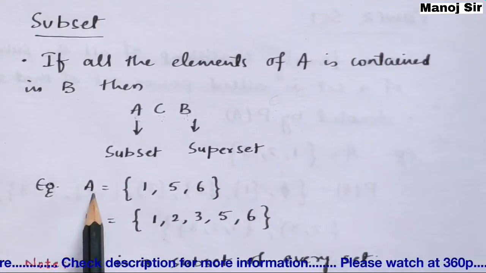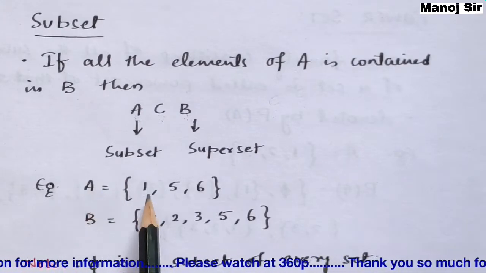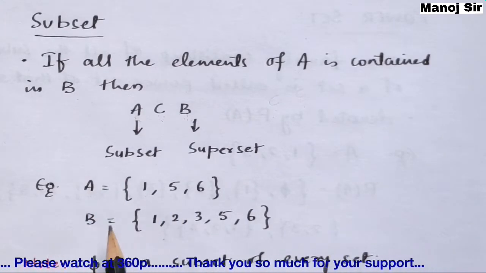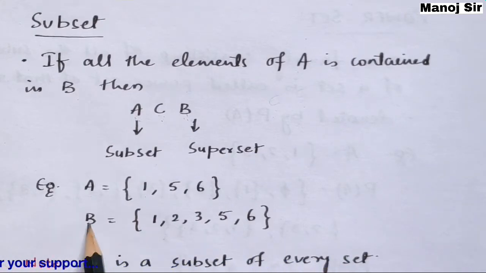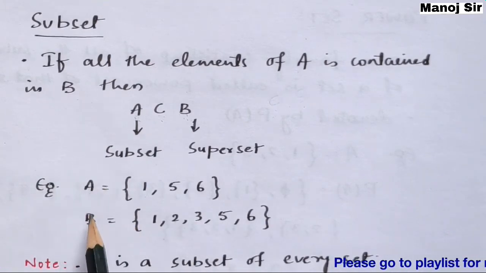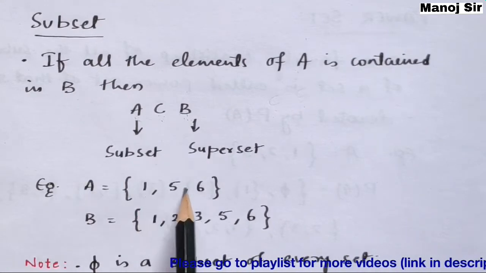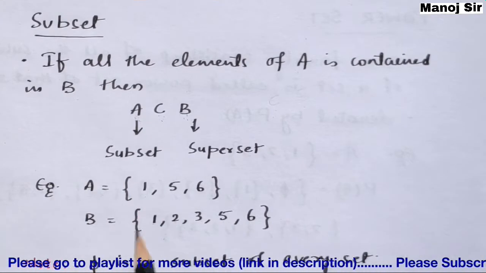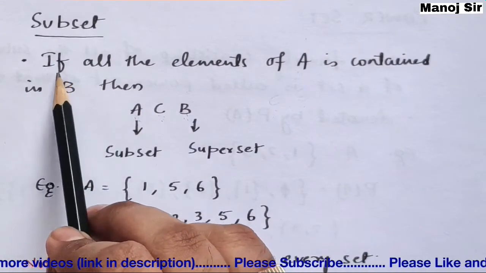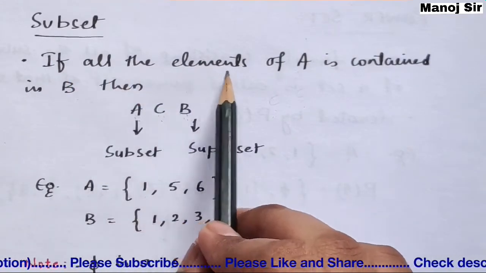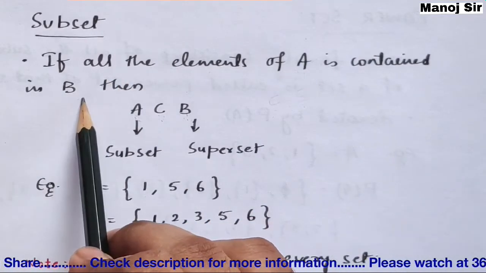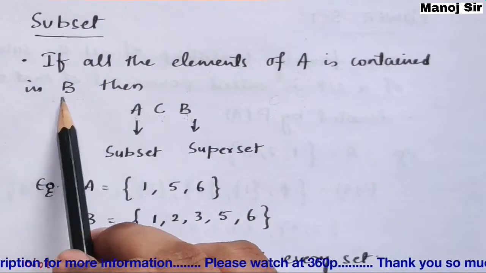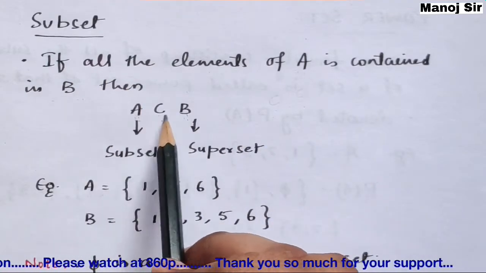Let's say you have a set A and the elements present in this set A are 1, 5 and 6. Now we have another set, that is B, and the elements present in this set are 1, 2, 3, 5 and 6. Here you can see all the elements of A are present in B. That is 1, 5, 6 are also present in set B. So we can say, since all the elements of set A are contained in set B, A is a subset of B.